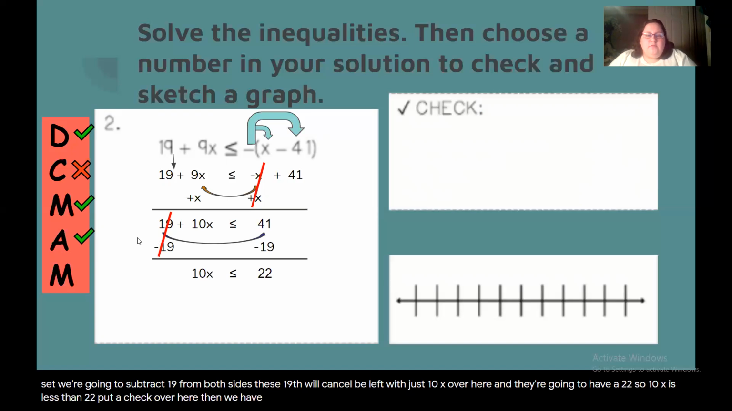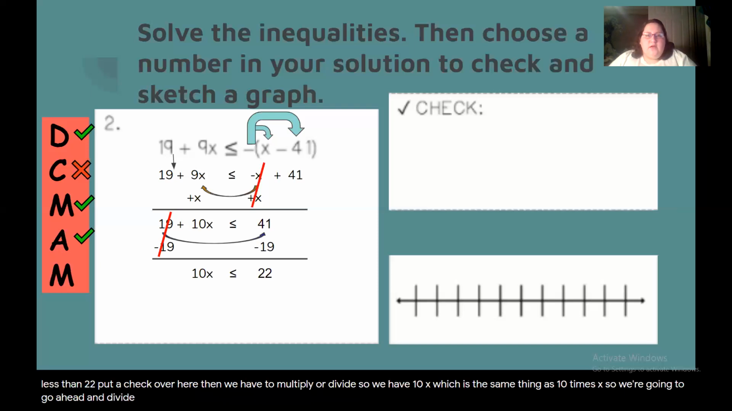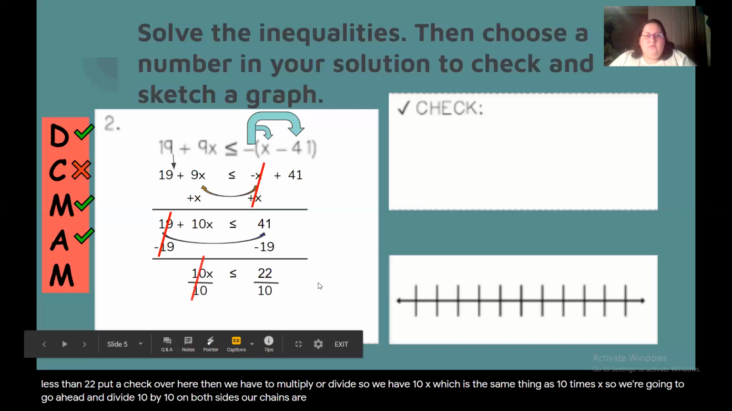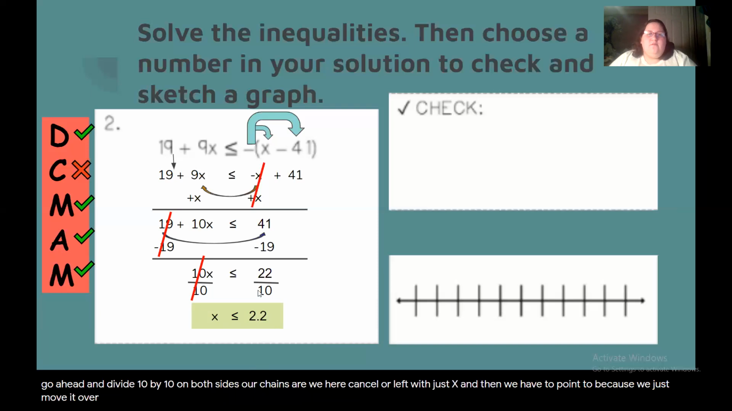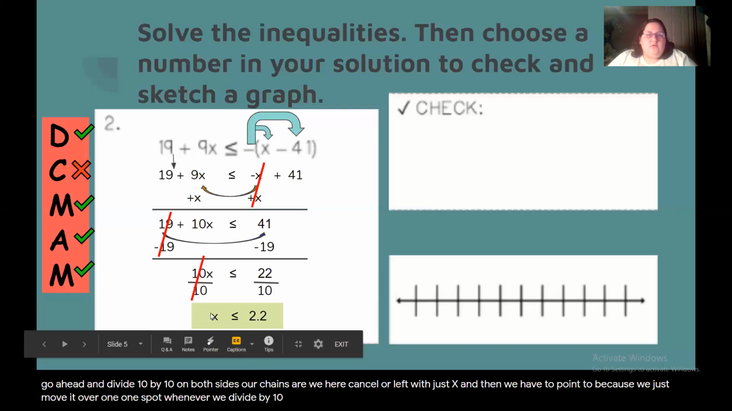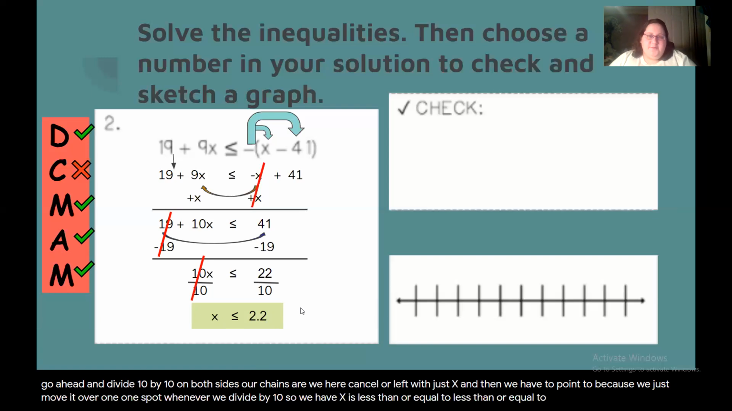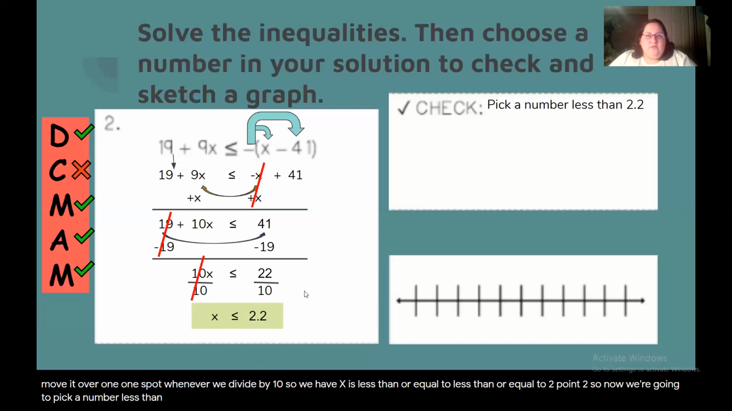Then we have to multiply or divide. So we have 10x, which is the same thing as 10 times x. So we're going to go ahead and divide 10 by 10 on both sides. Our 10s over here cancel. We're left with just x. And then we have 2.2 because we just move it over one spot whenever we divide by 10. So we have x is less than or equal to 2.2. So now we're going to pick a number less than 2.2 to check our answer.